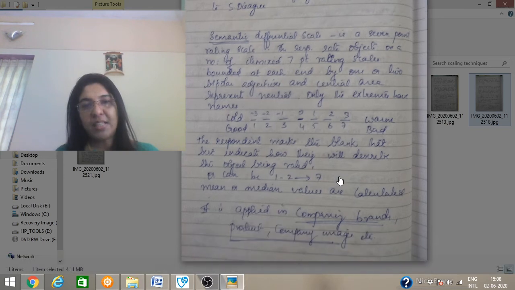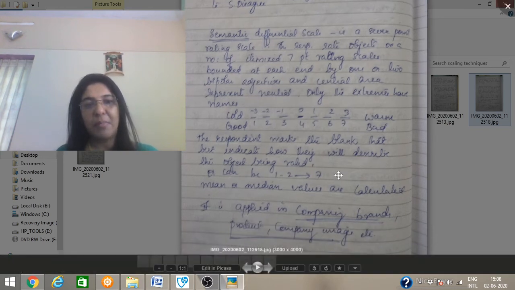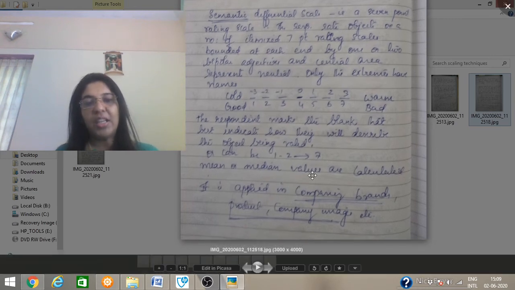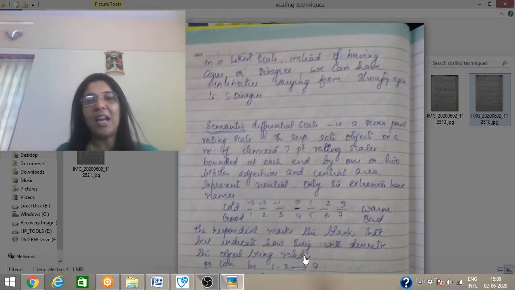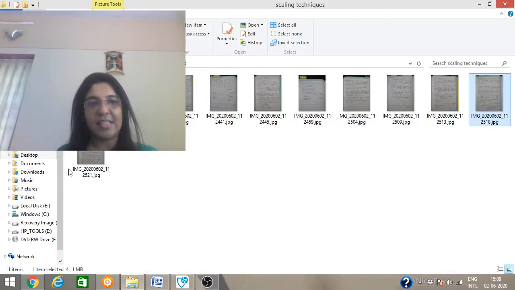The respondent marks the blank that best indicates how they would describe the object being rated. So what I have explained, it can be from -3 to +3. Mean or median values are calculated, and usually it is applied in company brands, products, and company image studies. It is used to study company branded products. About the brand, the product, or the company image, data can be collected with the help of semantic differential scales.